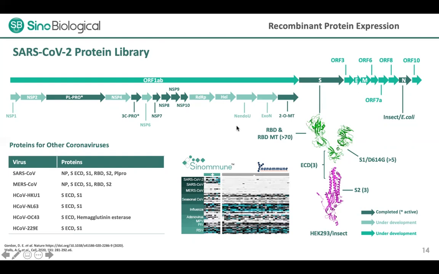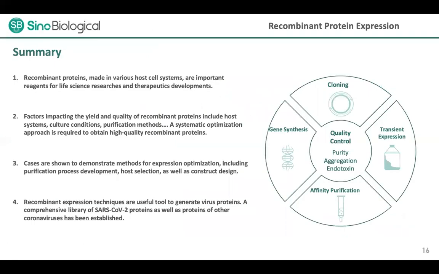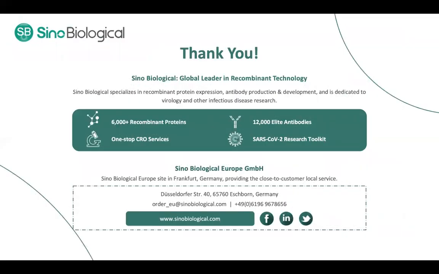So in summary, recombinant protein expression technique is very important to produce proteins of all shapes and forms, and optimization strategies are required to obtain high quality proteins. This technique is also a very important tool for virus-related research as well. So with that, I would like to conclude this presentation.